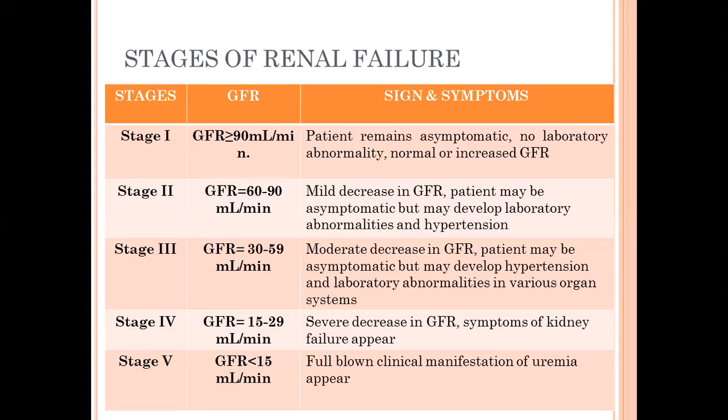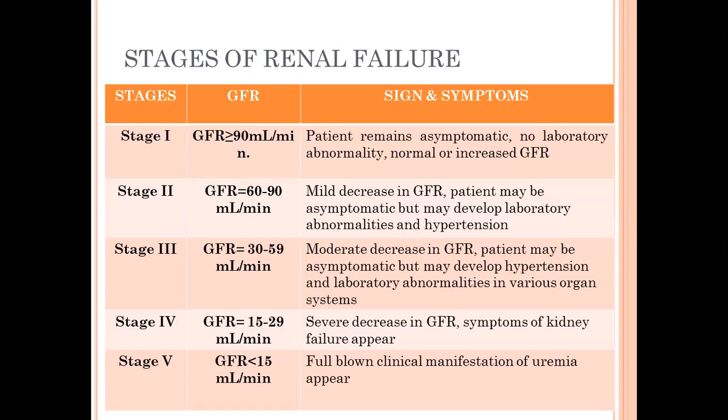So the last and foremost, stage 5, is a glomerular filtration rate less than 15 ml per minute. In this condition, the kidney will be permanently damaged. Here it is written that clinical manifestation uremia appears. The excessive buildup of urea in the kidney leads to permanent damage of the kidney. So the kidney will not be able to function anymore. So are you clear with the stages?